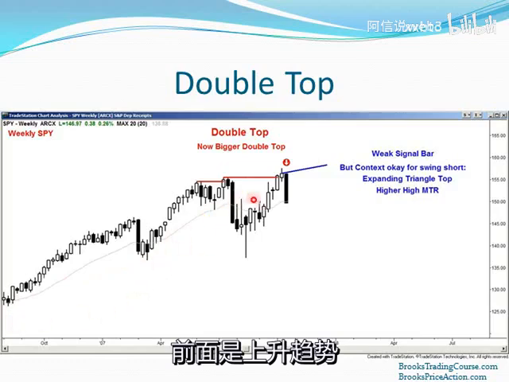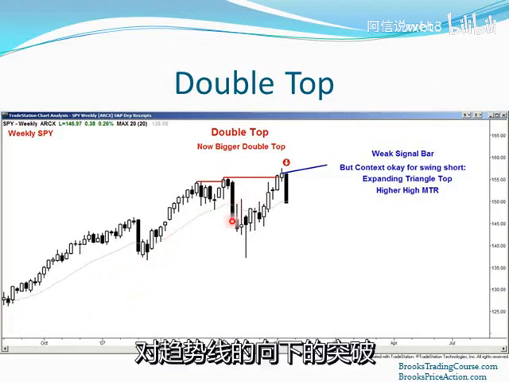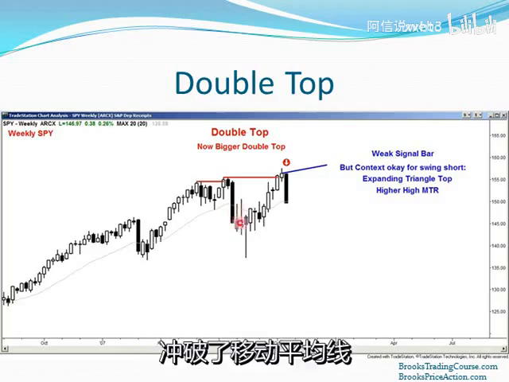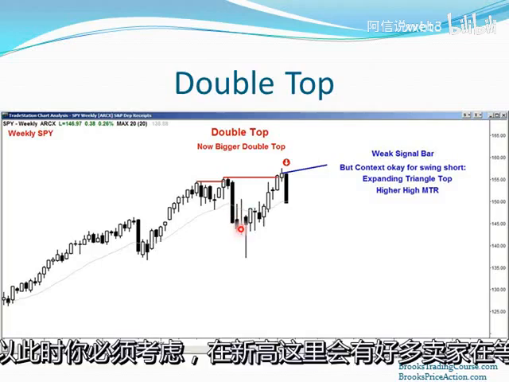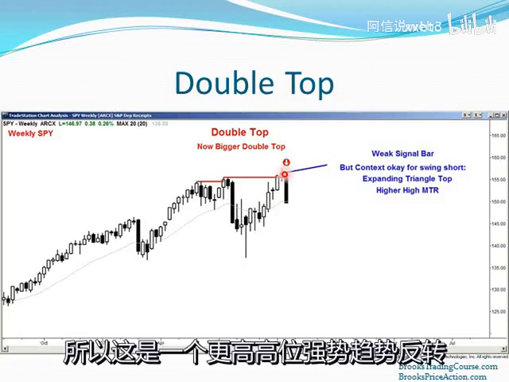We have a bull trend, a break below the trend line, a very strong break below the trend line, and a break below the moving average. So you have to suspect that there might be a lot of sellers at the new high, right? So it's a higher high, major trend reversal.